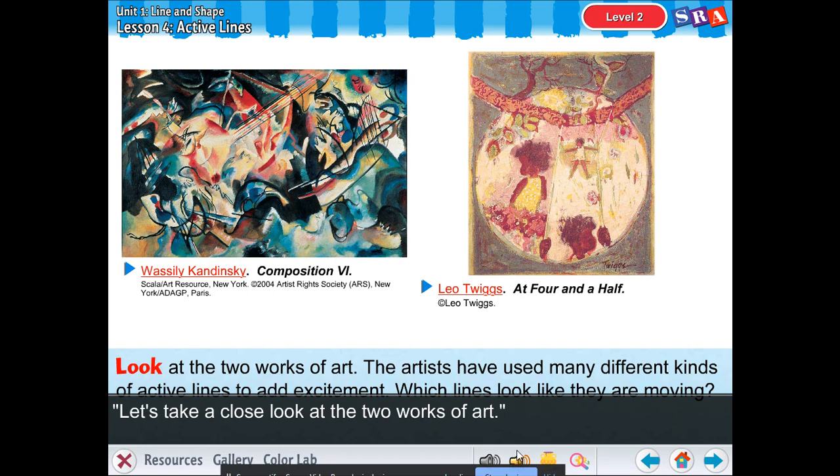Let's take a close look at the two works of art. And for our Spanish friends, Vamos a observar detalladamente las dos obras de arte.